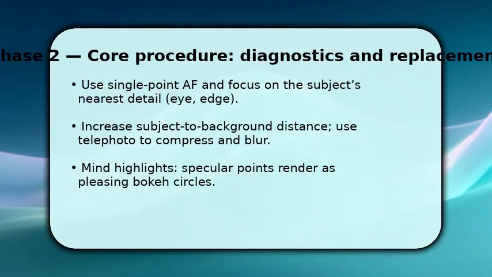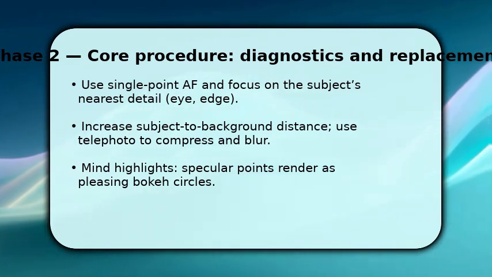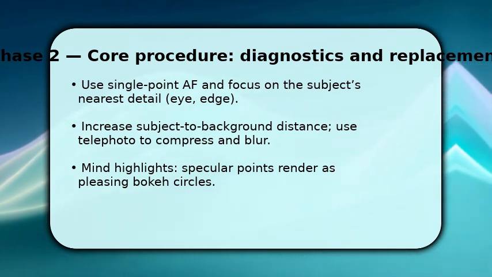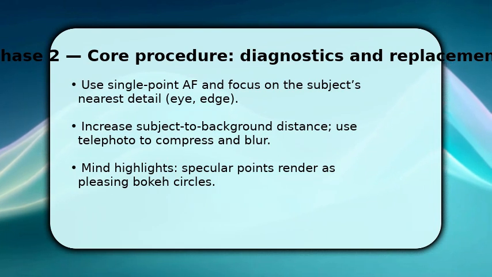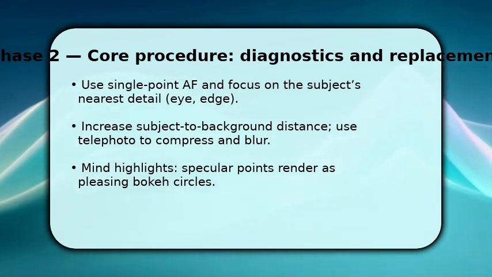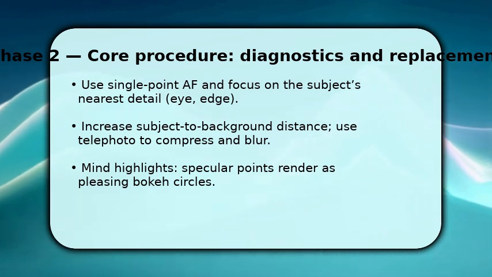Now refine how that blur looks by controlling focus and perspective. Use single point autofocus and place that point on the subject's nearest detail because correct plane of focus is critical. Otherwise, the background wins. If you can, step back and zoom in or use a longer focal length to compress the scene. That increases blur without changing aperture.